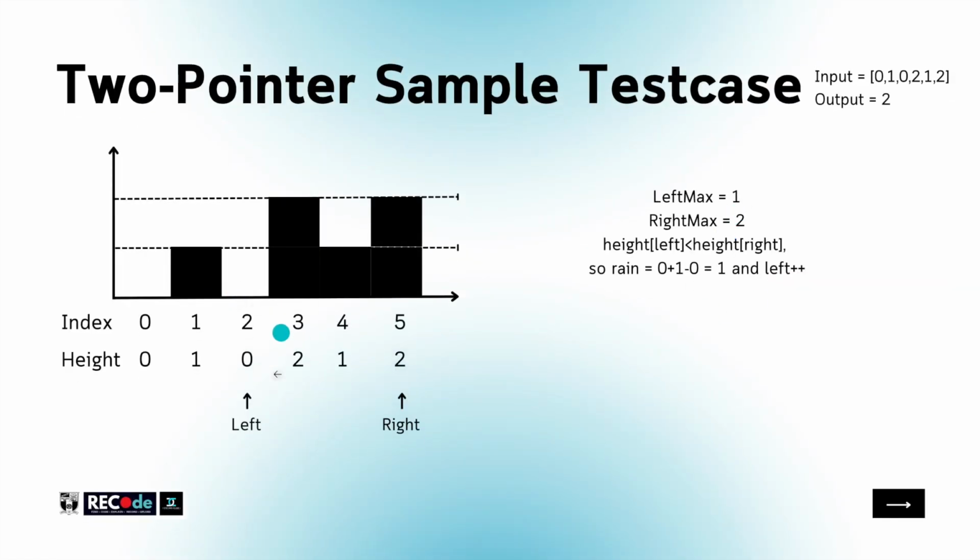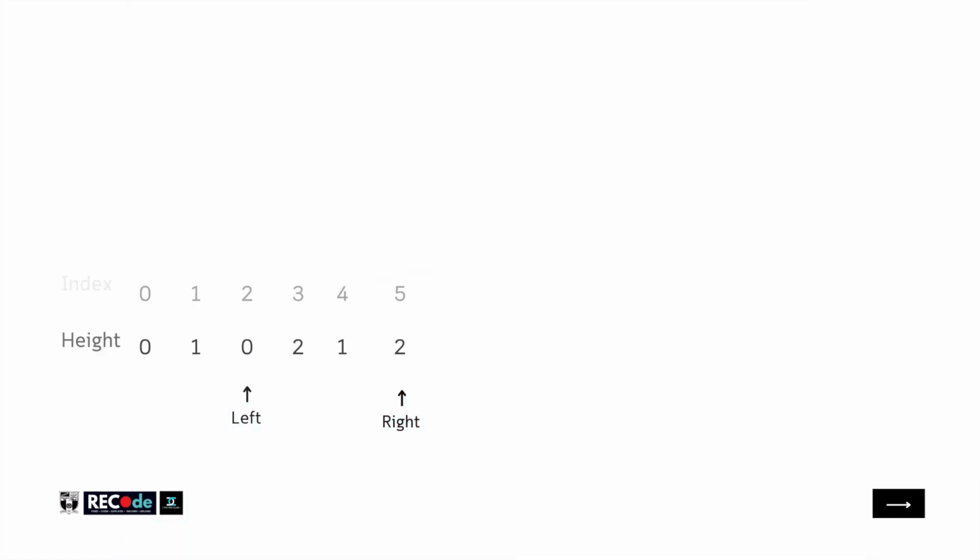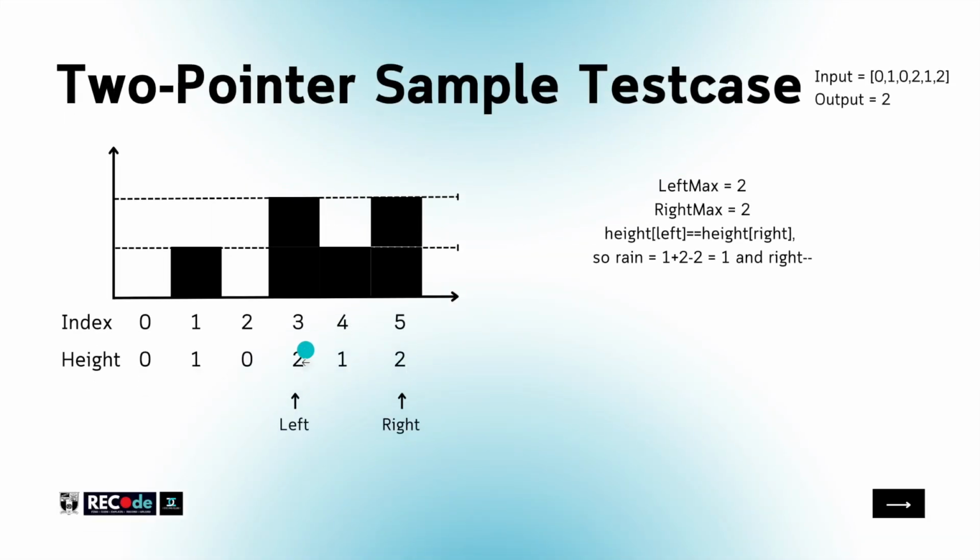Left max is still 1 and right max is 2, but height of left is still less than height of right. Again you have 0 from the previous range value plus left max, which is 1, minus height of left, which is 0. You get 1 unit trapped so far, and then increment the left pointer. Left is at index 3. Index 3's height value is 2, so left max is now 2. Since height of left and height of right are equal, we do the else condition where we calculate range plus equals right max minus height of right. So it's 1 plus 2 minus 2, which is 1, and right is decremented.